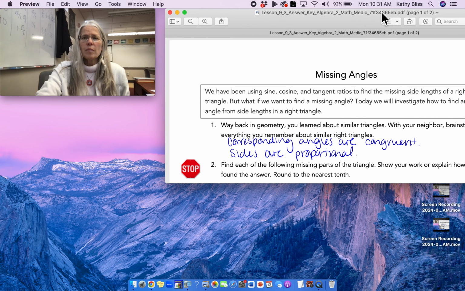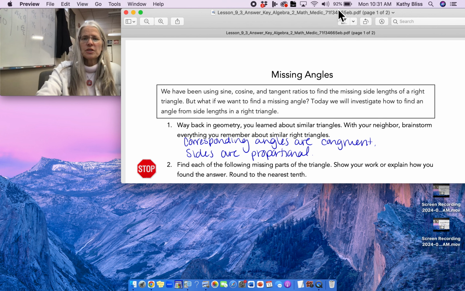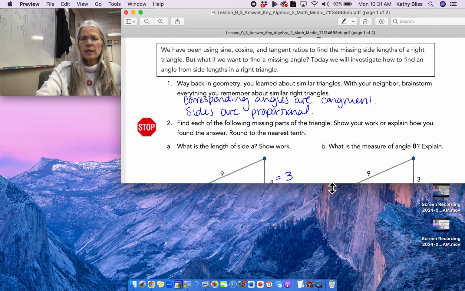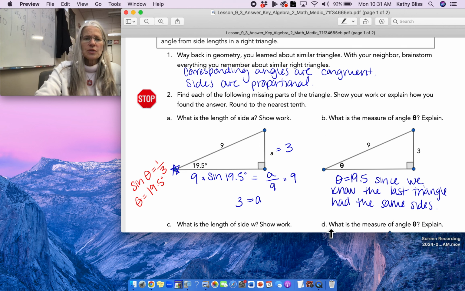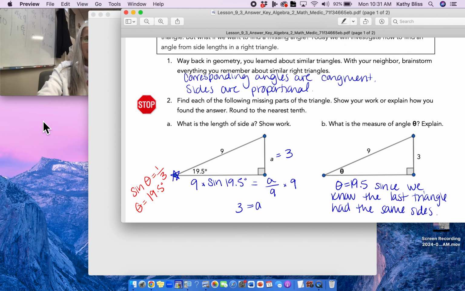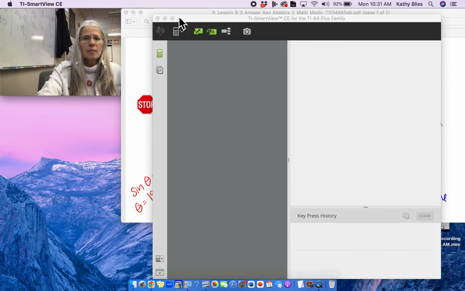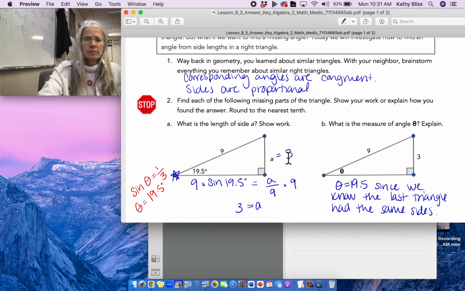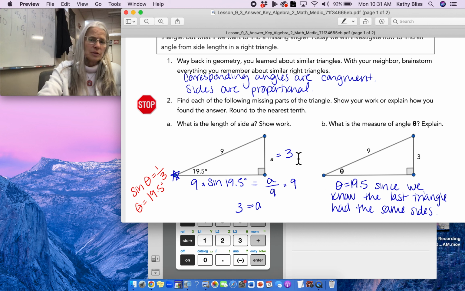All right, welcome back. So we want to just go through this. When you were doing this, you saw that the sine of theta, angle 19.5, the one that we have starred over here, was 1 over 3. So when we set up our ratio, 1 over 3 equals a over 9, and you found out that a was equal to 3.